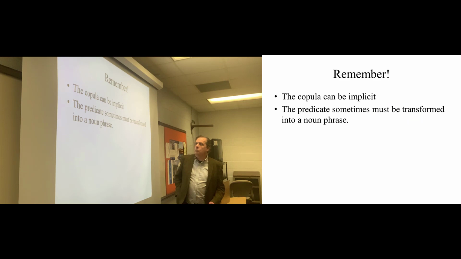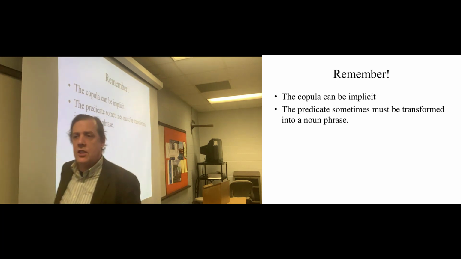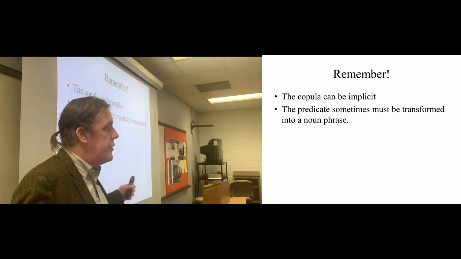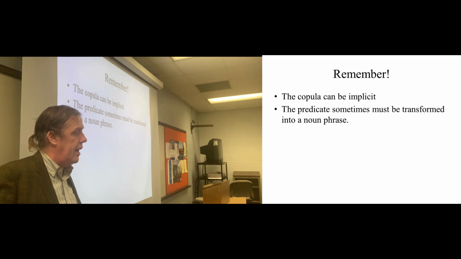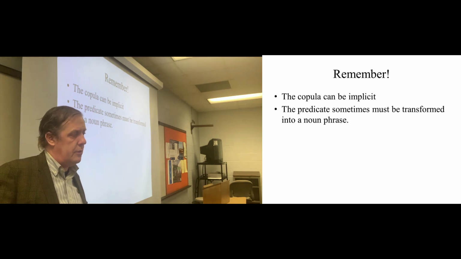So we've got some exercises here. The copula can be implicit, and sometimes the predicate must be transformed into a noun phrase. So I think I just have 7 quick examples on the sheet I handed out. Take a second to do those, and then we'll start to talk about arguments that use quantified categorical statements.